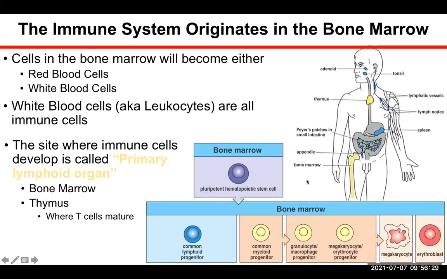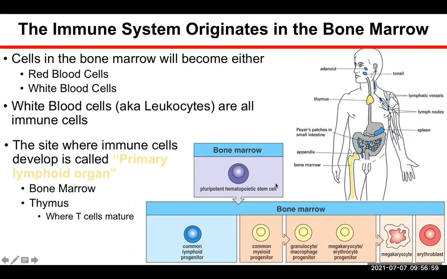This is the start site where all immune cells and red blood cells begin. You have this pluripotent stem cell that can differentiate into three main cell types. It can turn into a red blood cell. It can turn into a myeloid progenitor cell, which generates your innate cells. Or it can generate a lymphoid progenitor, which gives rise to all of your adaptive immune cells.